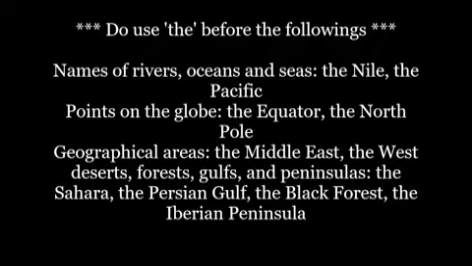Names of rivers, we can use the before names of rivers, oceans and seas, like the Nile, the Pacific. We can use the at the points on the globe like the equator, the North Pole. We can use the in some geographical areas like the Middle East, the West, deserts, forests, gulfs and peninsulas, for example the Sahara, the Persian Gulf, the Black Forest, the Iberian Peninsula.